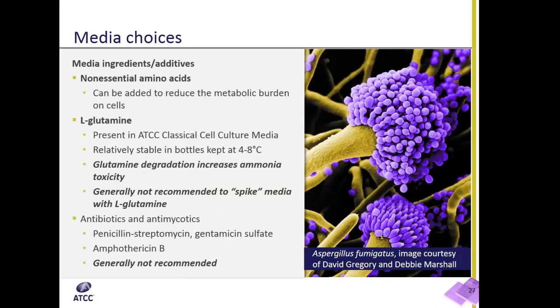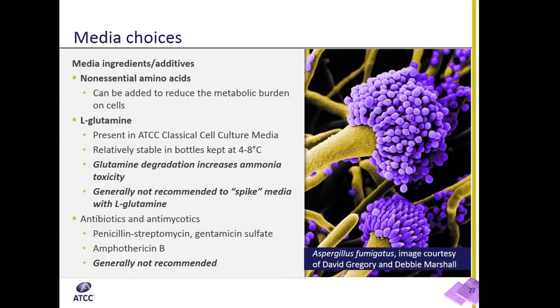We now want to focus on some other additives that researchers often choose to add to media and give some advice on why you should or should not use them. All cell culture media contains the essential amino acids. Non-essential amino acids can be added to media, which may often reduce the metabolic burden on cells and allow for further increases in cellular proliferation. The general rule is to follow the cell-specific protocol to determine if this is needed. There are some other components that researchers tend to add to media that can have a deleterious effect.